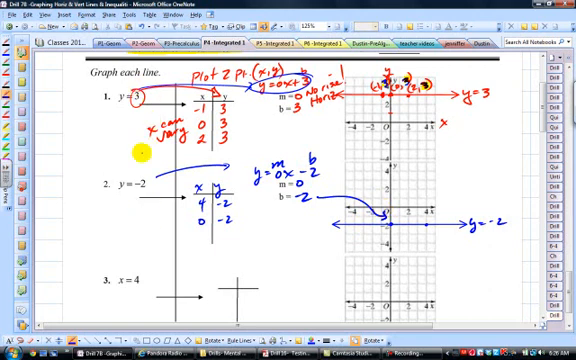So a line in this form, y equals a constant, is always horizontal. Y equals constant, and you've seen this before in my lesson, always describes a horizontal line with zero slope. That's all there is to it.